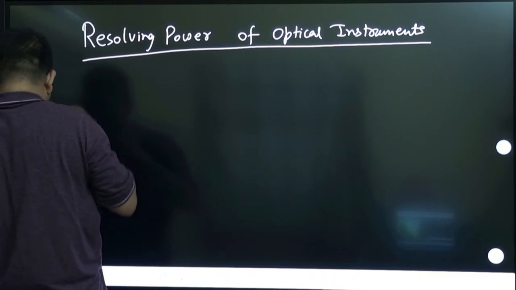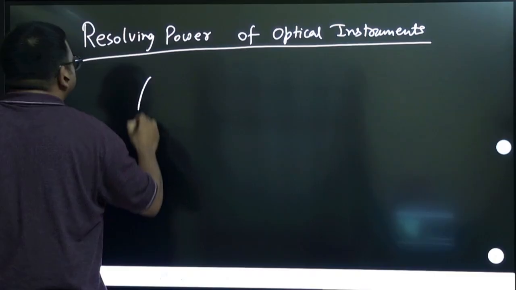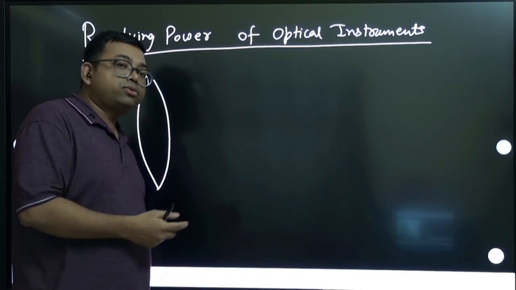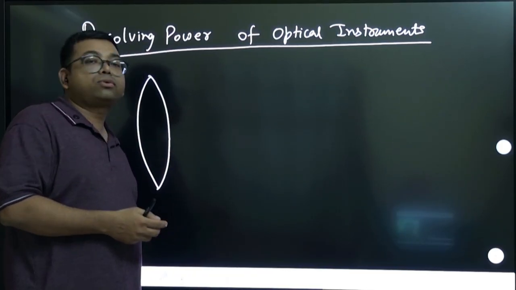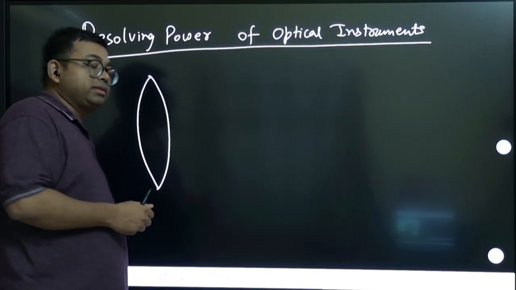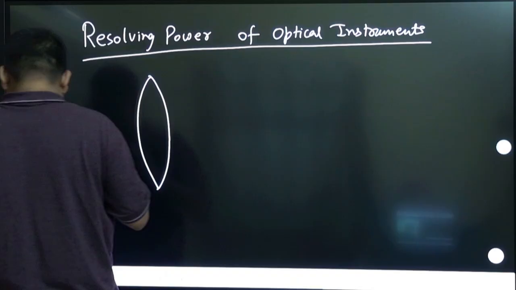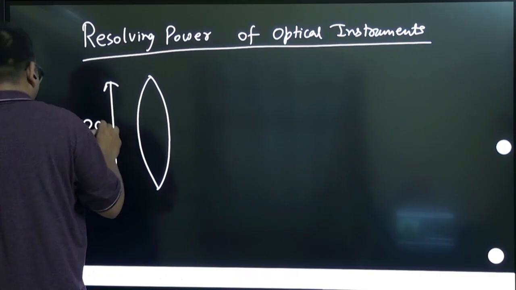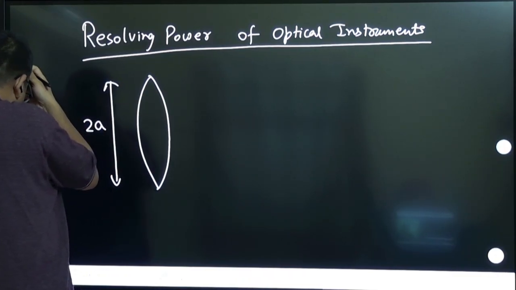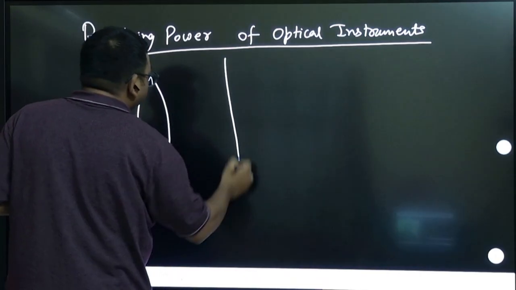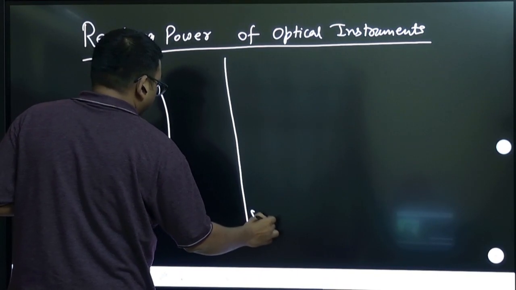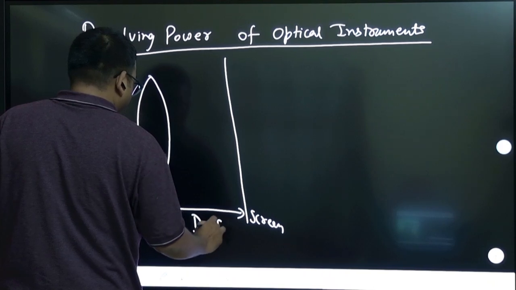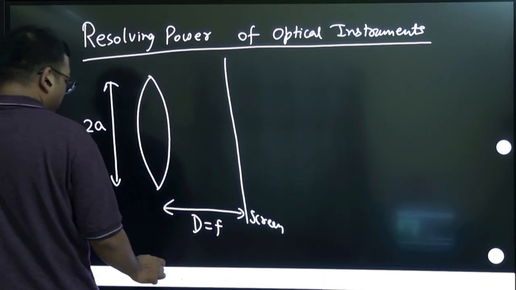Okay, so suppose first of all we assume that there is a lens like this, because any optical instrument like a microscope, compound microscope, simple microscope, or telescope is made up of convex lenses. Let us say this is the aperture size 2A. Let us consider that here we are keeping a screen, and this distance D we are choosing as the focus. So what happens when rays are coming?